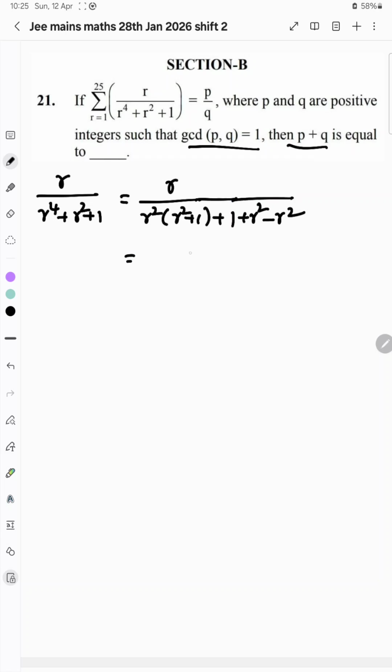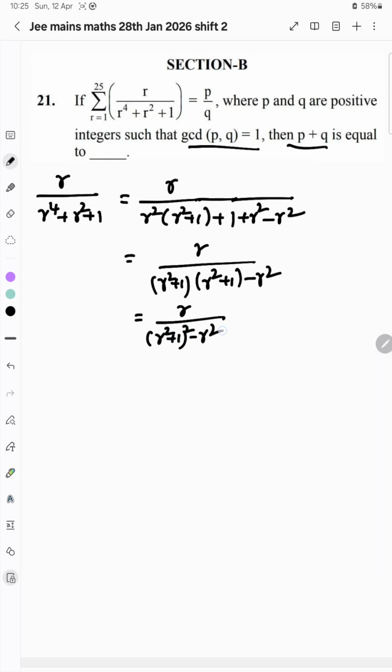Now what happens? See, r by, from r square plus 1, if we take it as common up to here, r square plus 1 taking common, the remaining is r square only, and from this if you take r square plus 1 completely common, it is plus 1 only, minus r square we will get. Okay, now clearly it is r by r square plus 1 whole square minus r square.